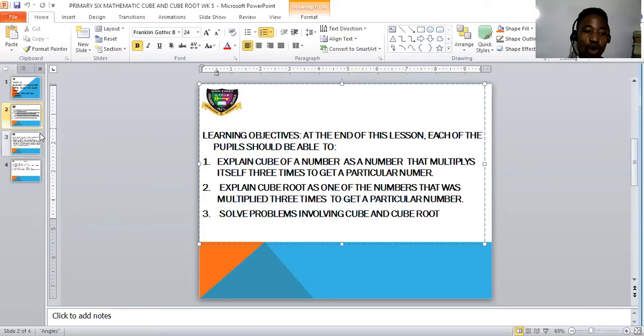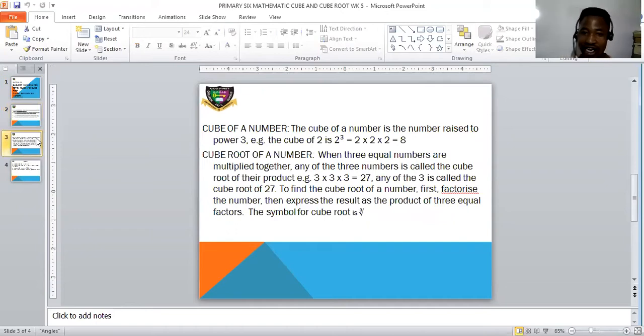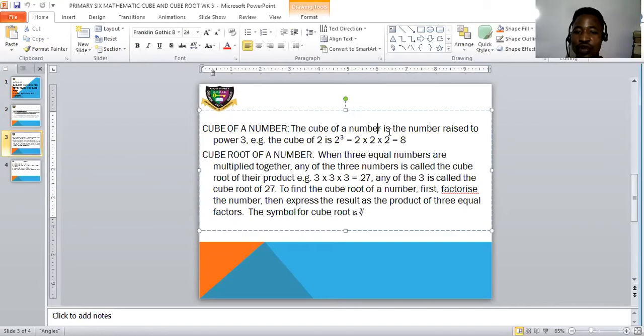All right, let's go to the lesson properly. What is cube of a number? The cube of a number is the number raised to power 3. That is, the cube of 2 is 2 raised to power 3. And what is 2 raised to power 3? 2 raised to power 3 means 2 times 2 times 2. 2 times 2, 4. 4 times 2, 8. That's why you can see that the product of these 3, 2 times 2 times 2, is 8.